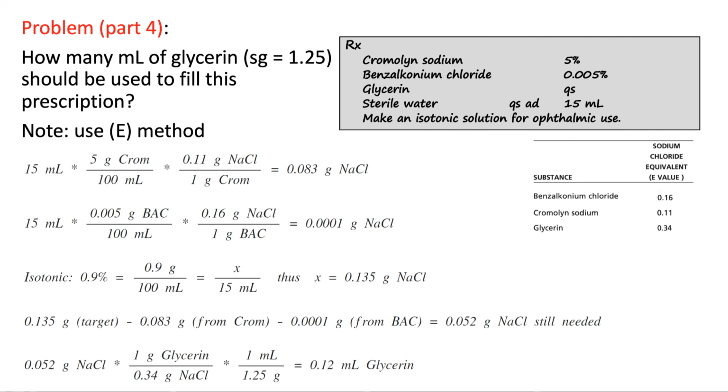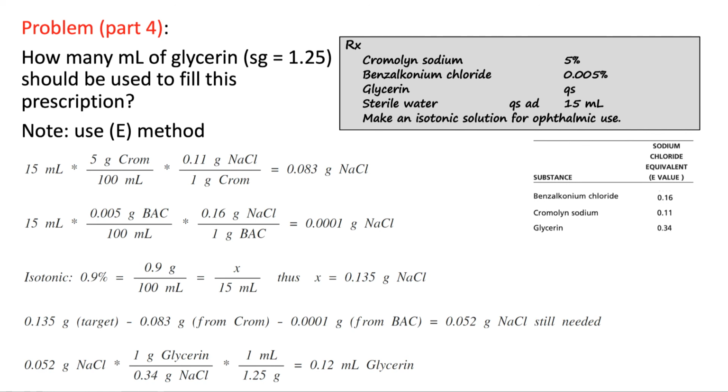Now, let's do the same exact thing for the benzalkonium chloride. Start with the 15 milliliters. Let's multiply it by its concentration of 0.005 grams of benzalkonium chloride per every 100 milliliters. Milliliters cancel. Now I'll convert that to sodium chloride by multiplying by its E value expressed as 0.16 grams of sodium chloride on top over 1 gram of benzalkonium chloride on the bottom. Grams of benzalkonium chloride cancel. And my final answer now, if I multiply all the way across, it's a pretty small number, but it's 0.0001 grams of sodium chloride. All right, so now I know how much sodium chloride equivalent is coming from my two active ingredients.